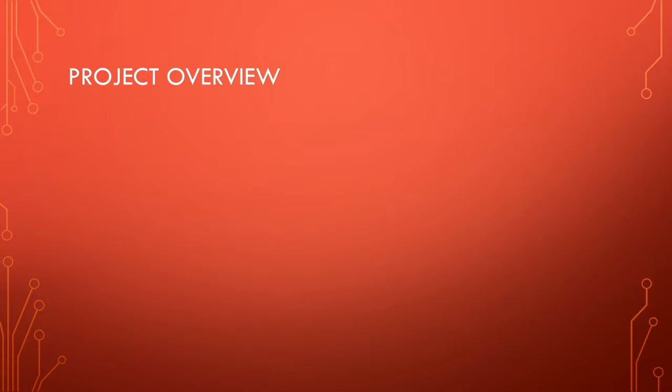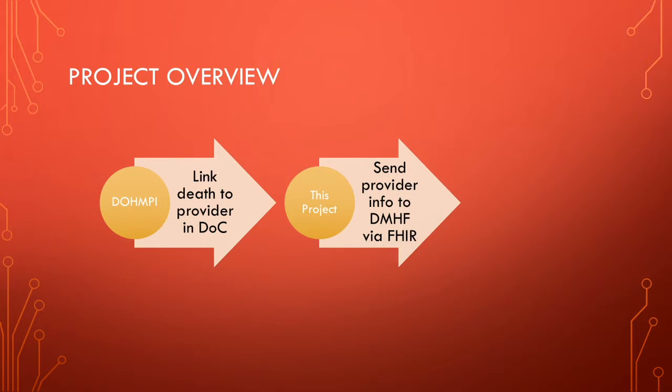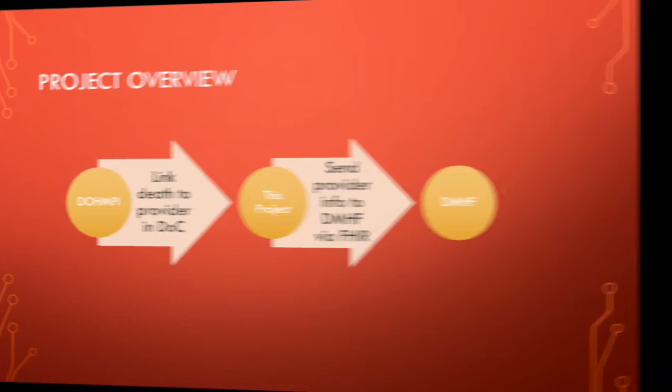Before moving to the project status, here is an overview of the project. The Department of Health Master Person Index, DOHMPI, contains records of deceased healthcare practitioners in a PostgreSQL database. This project entails extracting death data from this database, parsing it to a FHIR JSON object, and transferring this FHIR object to the Utah Department of Medicaid and Health Finance FHIR server, either updating or creating the existing practitioner object in the database.